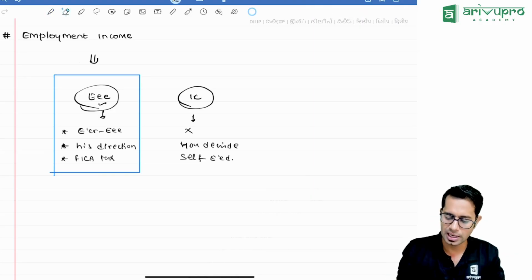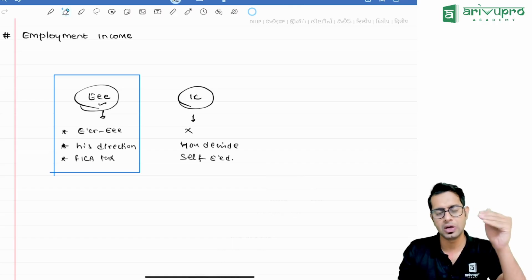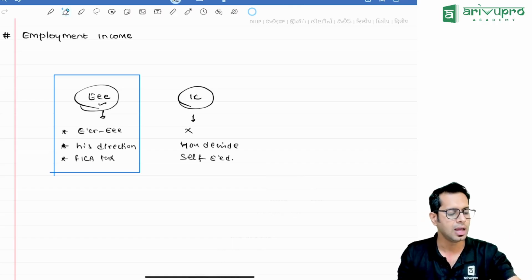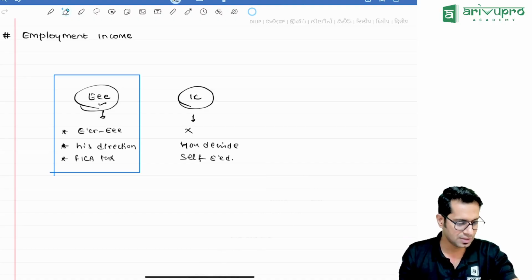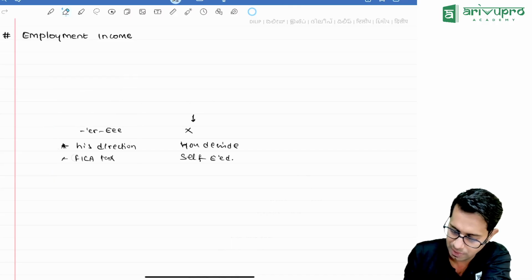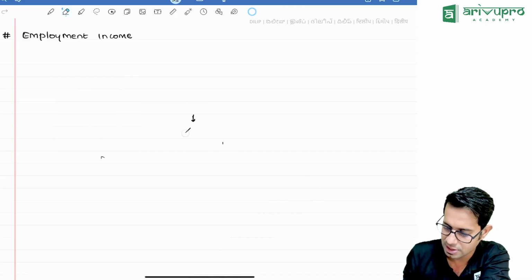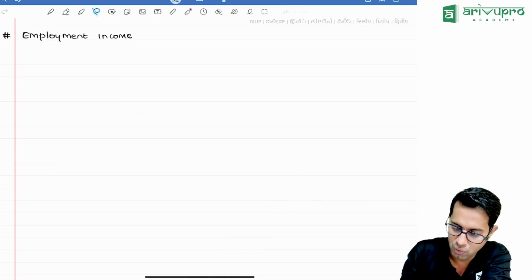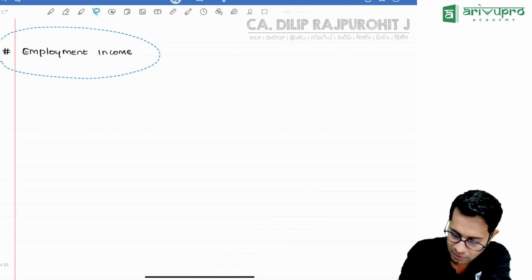Now, before writing some points with respect to employment income, what are the different types of income I can earn as an employee? Let us write this difference first: what is employment income, and what is non-employment income? We'll write this part first, meaning who are the two categories of workers that are there.